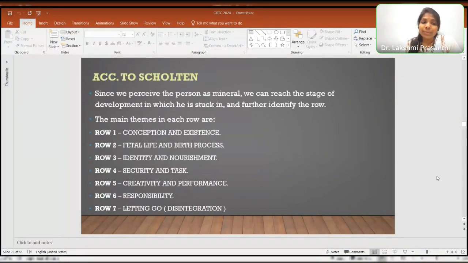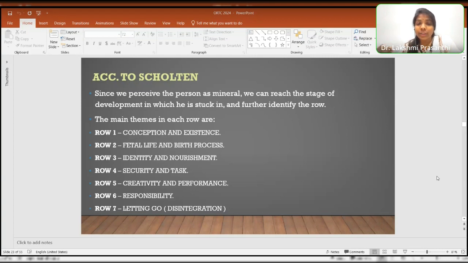So, as I said previously, Dr. Sankaran has classified every row. And the main themes of the rows, basically, as it is going from the journey of life, start with conception, coming into life. Then row 3 is fetal life and birth process, which basically defines the growth of a baby, the womb stage of a baby.